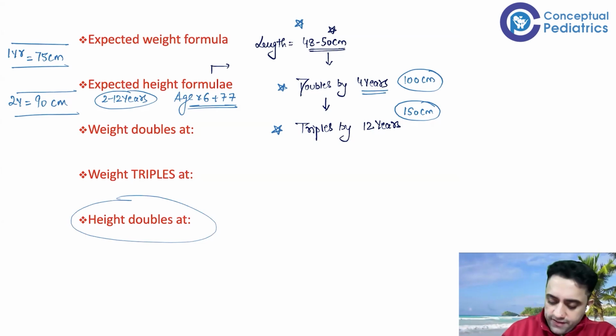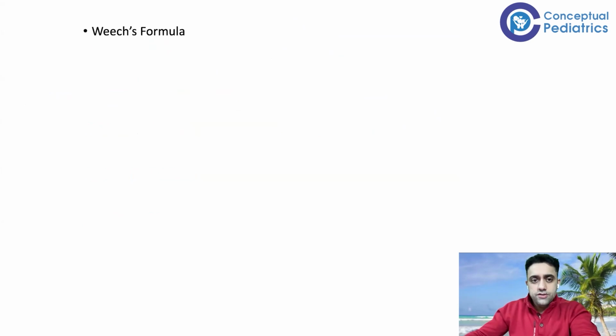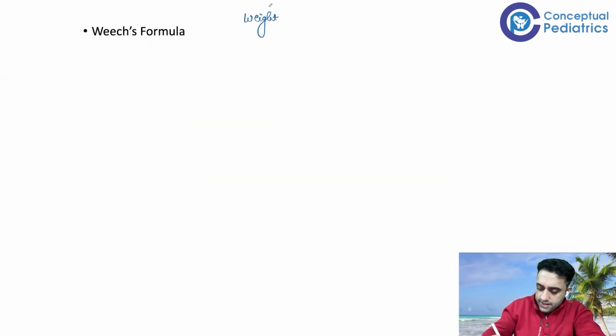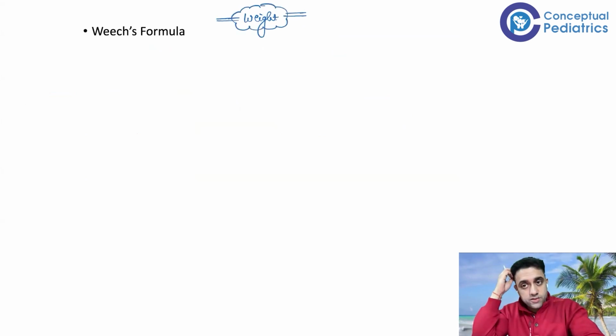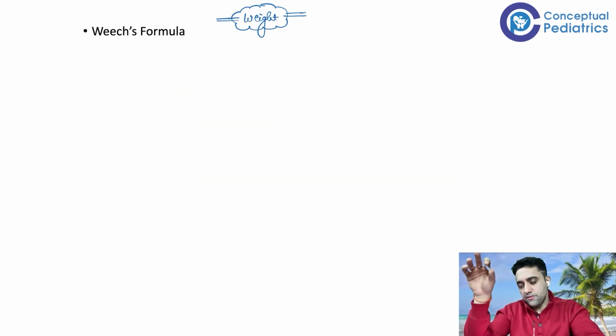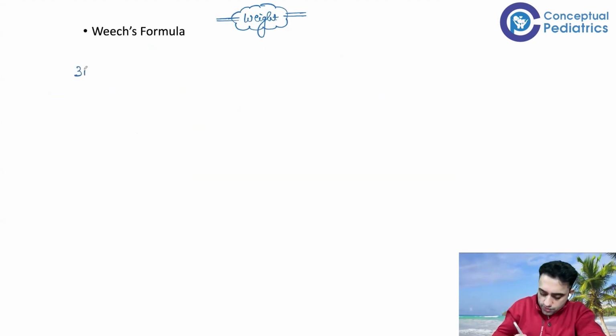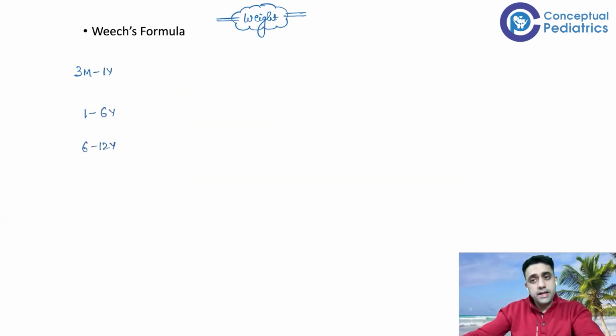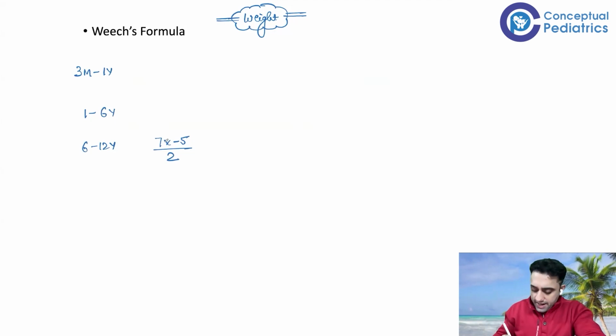Done. Now coming to the weight, let's talk about the weight formulas. To calculate the expected weight of the baby, we have a proper formula that is known as the Weech formula. Very importantly, we have 3 months to 1 year, 1 year to 6 year, and 6 year to 12 year. To calculate the expected weight of a baby from 6 to 12 years, the formula is (7x minus 5) by 2, where x is age in years.